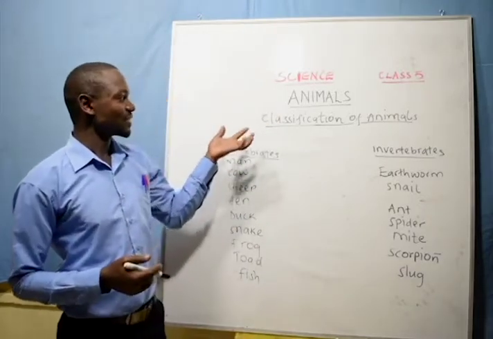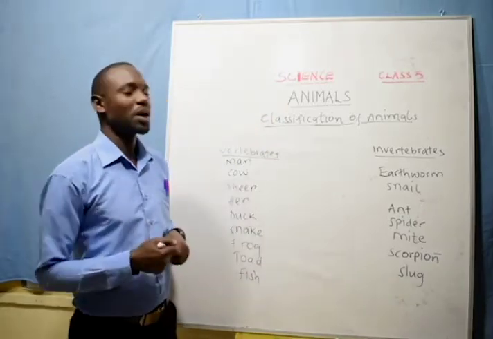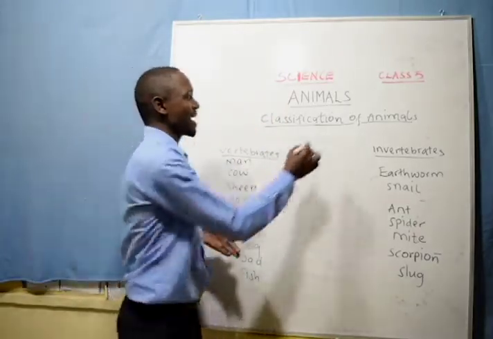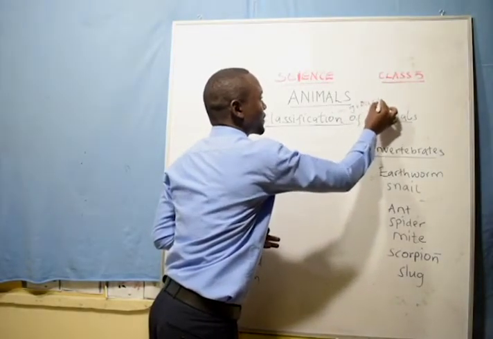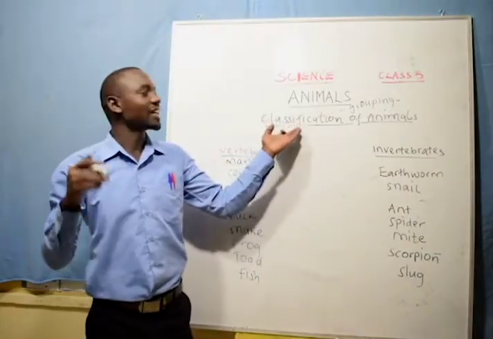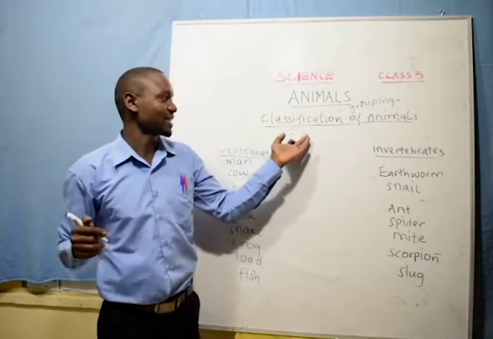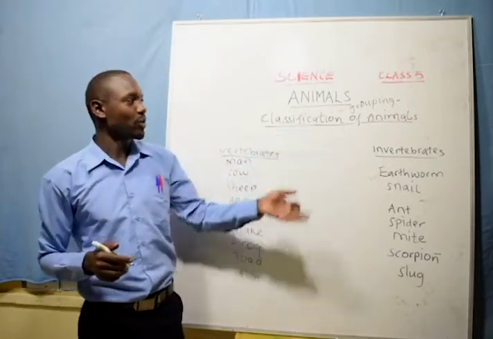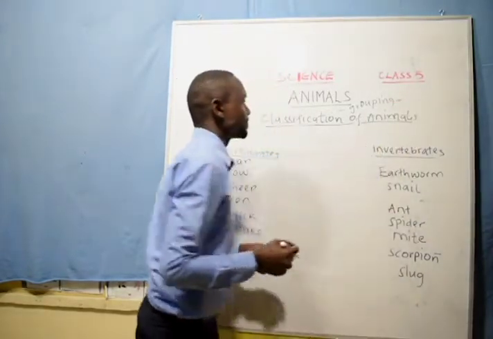In the previous lesson, we classified plants, whereby we said classification means grouping using similar characteristics. Classification of plants is grouping of plants with similar characteristics. Now, classification of animals is grouping animals with similar characteristics.